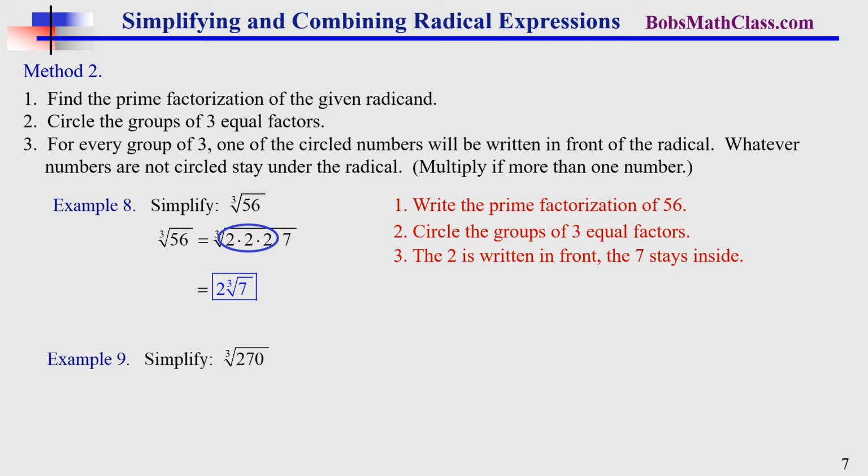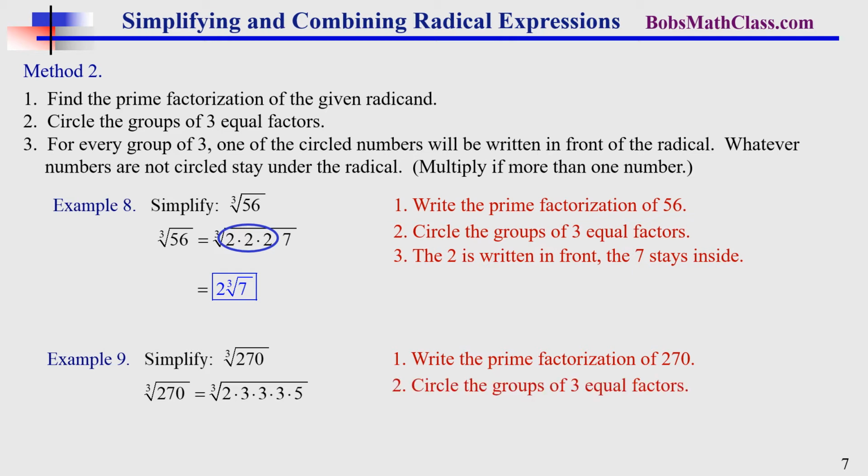Okay, cube root of 270. Maybe you use 10 times 27. So if you get your prime factorization, you have a 2, three 3s, and a 5. Now we could circle the groups of 3. There are three 3s, so a 3 will be written in front, and the 2 and 5 stay inside, which gives you a 10.